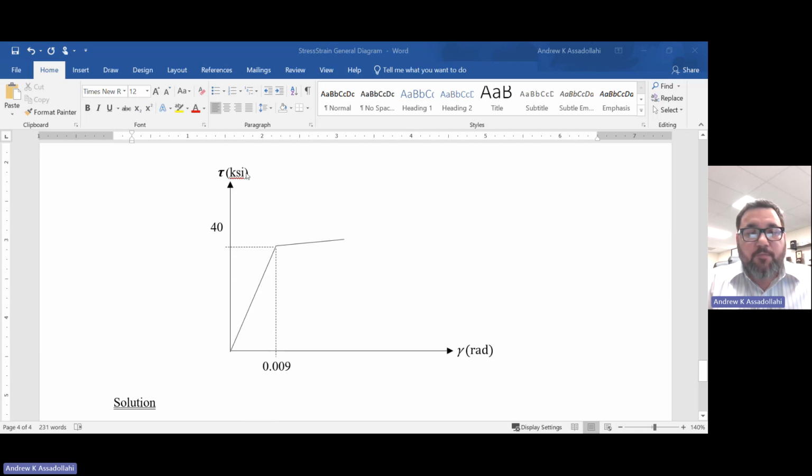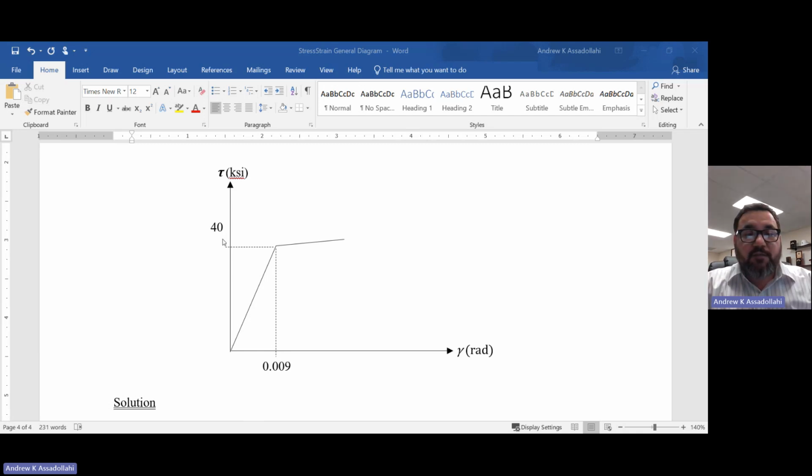We have kind of a partial graph of a shear stress and strain diagram. Notice that on the vertical axis, we have shear stress tau, which has units of KSI, kips per square inch. And then on the horizontal axis, we have gamma, which is shear strain, and that has units of radians. And so looking at the graph here, we have this linear elastic portion, and then we get to this transition of this kind of nonlinear portion, or the start of a nonlinear portion where we have exceeded the proportional limit.